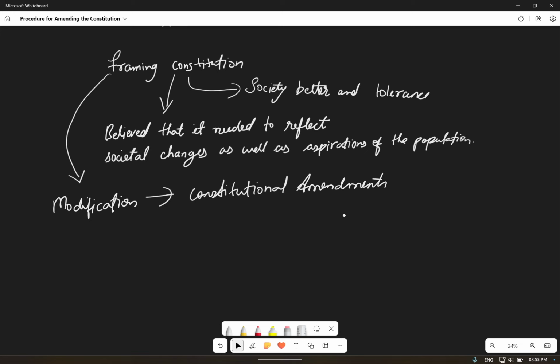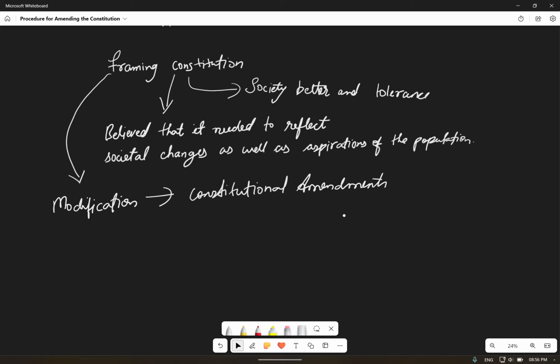However, the procedure of amendment laid down in the Indian constitution is neither as easy as in Britain nor as difficult as in the USA. In the USA, changing the constitution is very difficult, and in Britain, changing the constitution is very easy. So our constitution is in between. It is neither rigid nor very flexible; it is difficult to change, but it can be changed.